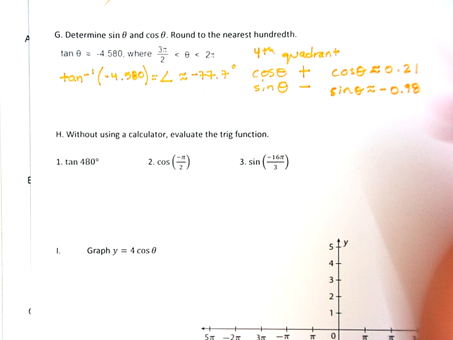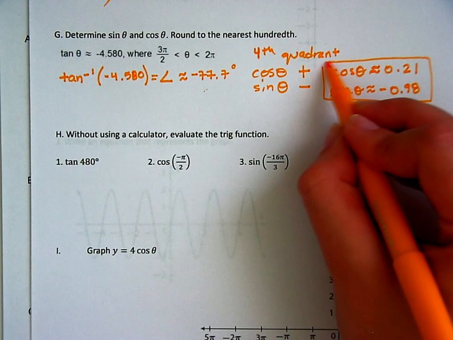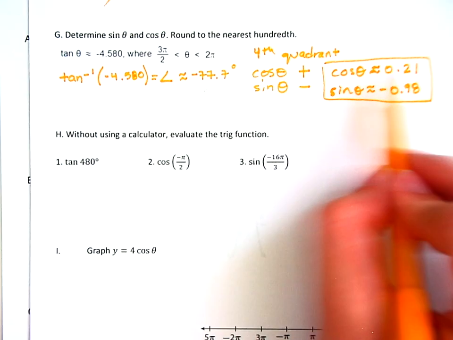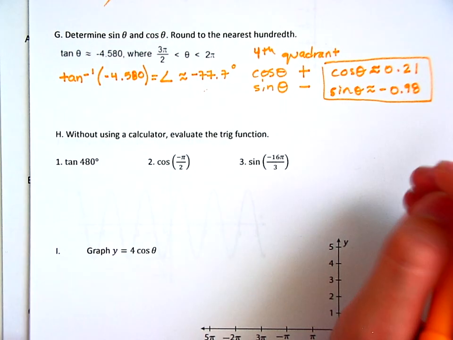So I have my ratios here, and I'm just going to double check. Cosine was positive, good, and sine was negative. And we're done. That's it.